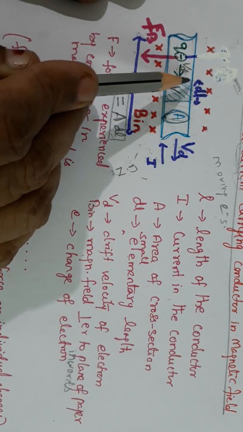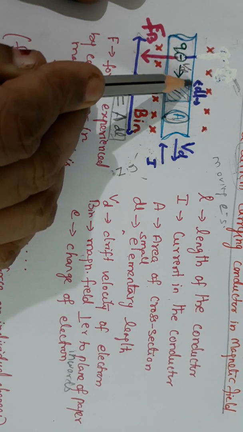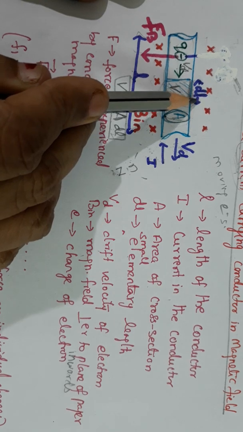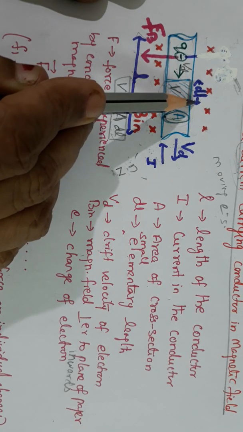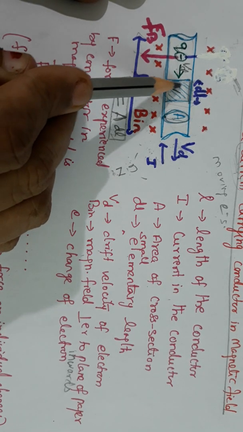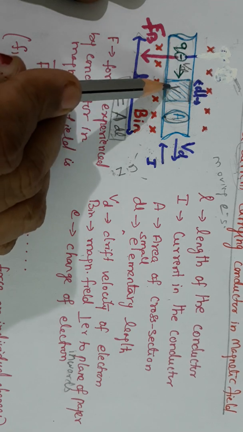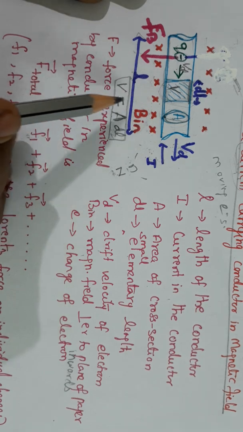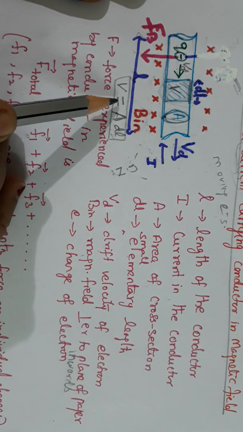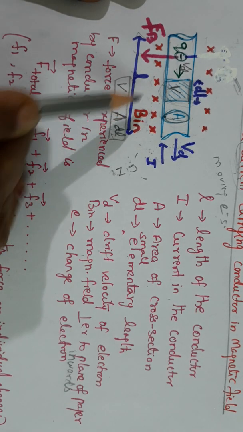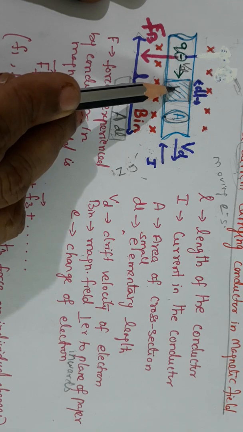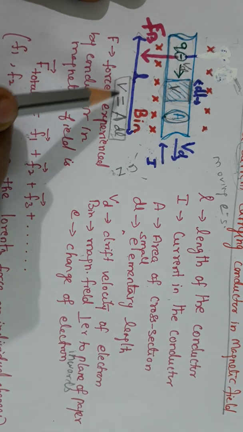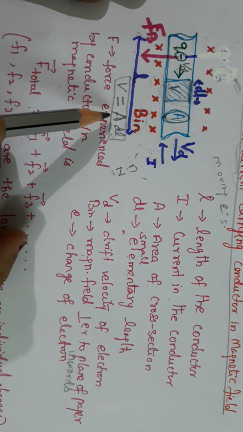In this conductor, consider a small elementary length dl. This dl is the elementary length, and here we have to know the volume of this elementary length. So the volume of the elementary length is A into dl. You have to note it down children, later we need this. So the volume of this elementary length is V equal to A into dl.